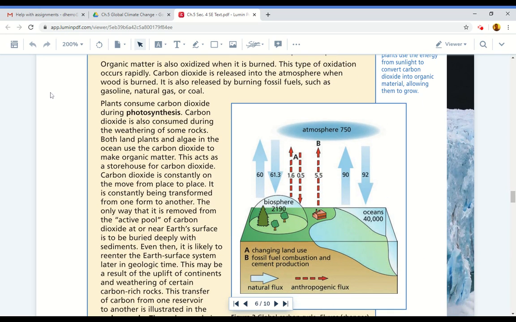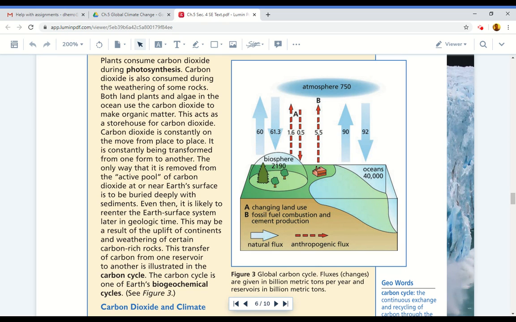Organic matter is also oxidized when it is burned. This type of oxidation occurs rapidly. Carbon dioxide is released into the atmosphere when wood is burned. It is also released by burning fossil fuels such as gasoline, natural gas, or coal.